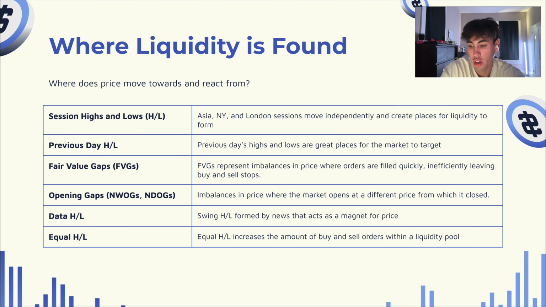Opening gaps, so NWOGs, new week opening gaps, and NDOGs, new day opening gaps. It's kind of the same thing, a little different. Imbalances in price where the market opens at a different price from which it closed. If you think of NWOGs, once the market closes on Friday, it'll be at a certain price. And when the market opens on Monday, let's say there's some sort of news event happening, price can open all the way up here, or all the way over there, or it could open at the same price. Generally, it will be opening at a different price, so that's a very good liquidity point for you to target.